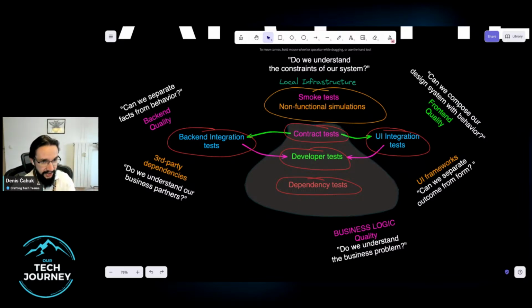Obviously, unit tests aren't here. Unit tests are covered by developer tests. I'm just going to say that up front so that we avoid all confusion.